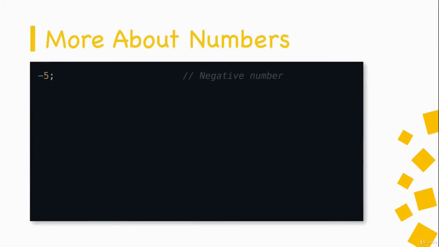Now, JavaScript can also have negative numbers. In order to write a negative number, you just put in a minus symbol in front of it. So minus 5 creates a negative number. JavaScript also has the keyword Infinity. Infinity is what's returned when the result of a calculation is infinity. For example, if you divide a number by 0, Infinity is what JavaScript will return, and Infinity is also a number.